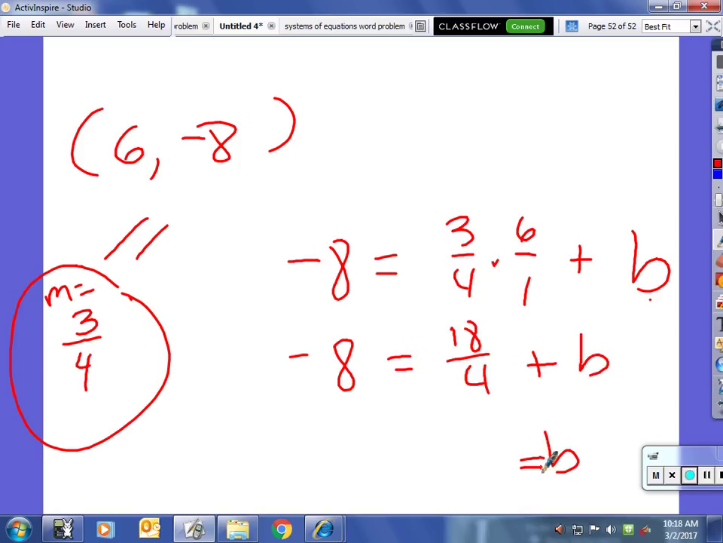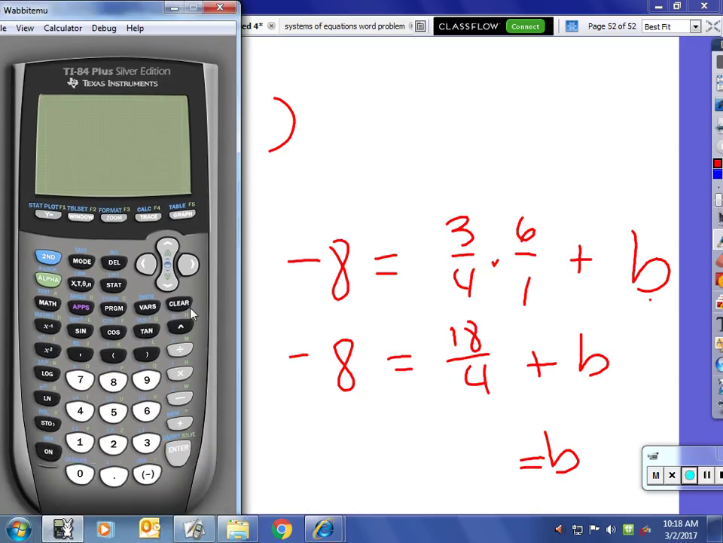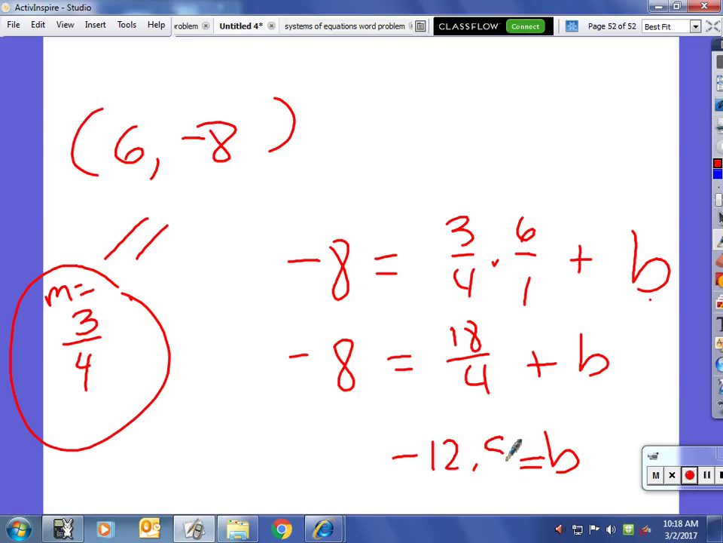Negative 8 equals 18/4 plus b. I would probably grab my calculator now. How am I going to answer that? What do I got to do with that 18/4? Negative 8 minus, because I got to move that over, and you got to put it in parentheses, or it's going to subtract 18 first and then divide that answer by 4. You've got to put 18/4 in parentheses. Okay, and that's going to tell me your b value should be negative 12.5.